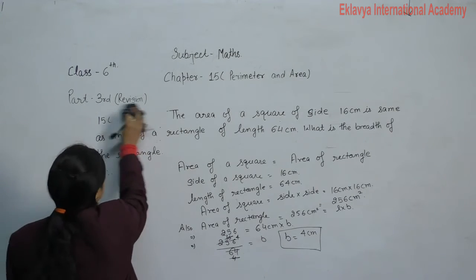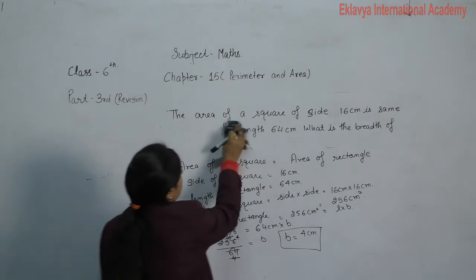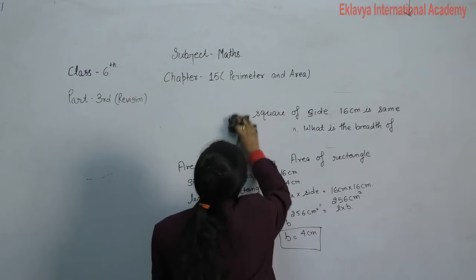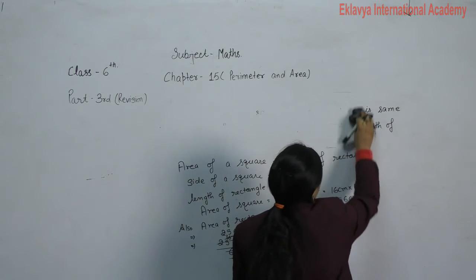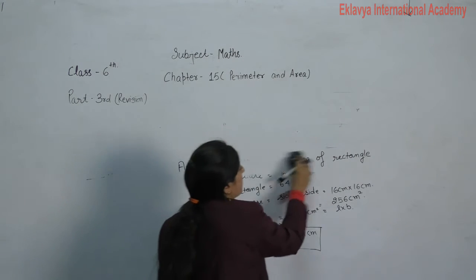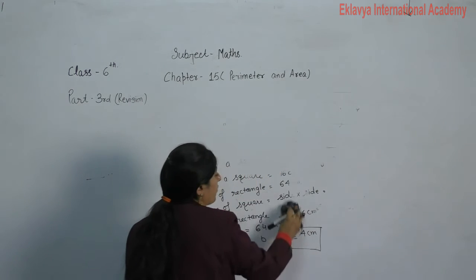So you can use your given information, perimeter, area, whichever you have. Perimeter of rectangle is twice of length plus breadth, perimeter of square is 4 multiplied by side, or for any polygon, the perimeter is equal to the sum of all sides.